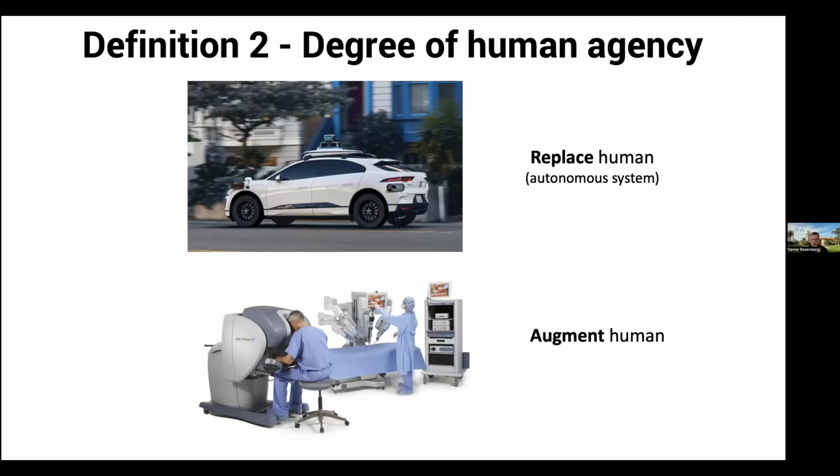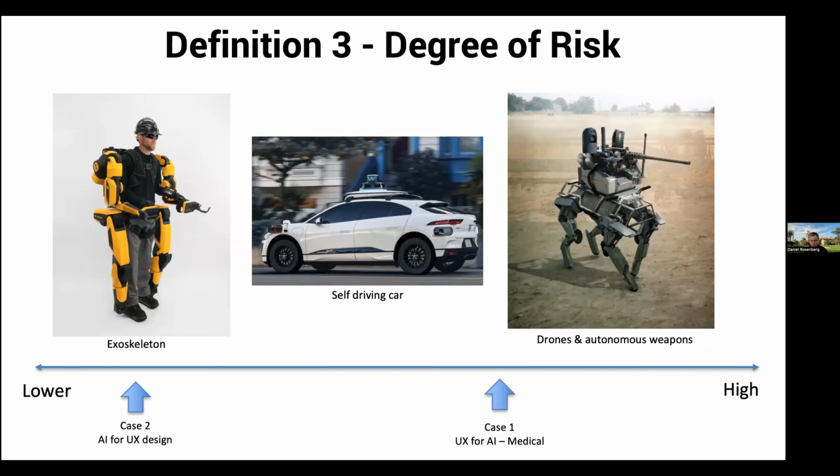The second dimension of the definition is the degree of human agency. Some types of automation are to replace humans, like the self-driving car. Other types of automation are for augmenting human capability. And here I have a picture of the Da Vinci surgical robot. So there's a tremendous amount of intelligence in the system, but in the end, the doctor is in charge of the surgery. The third dimension to the definition is the degree of risk.